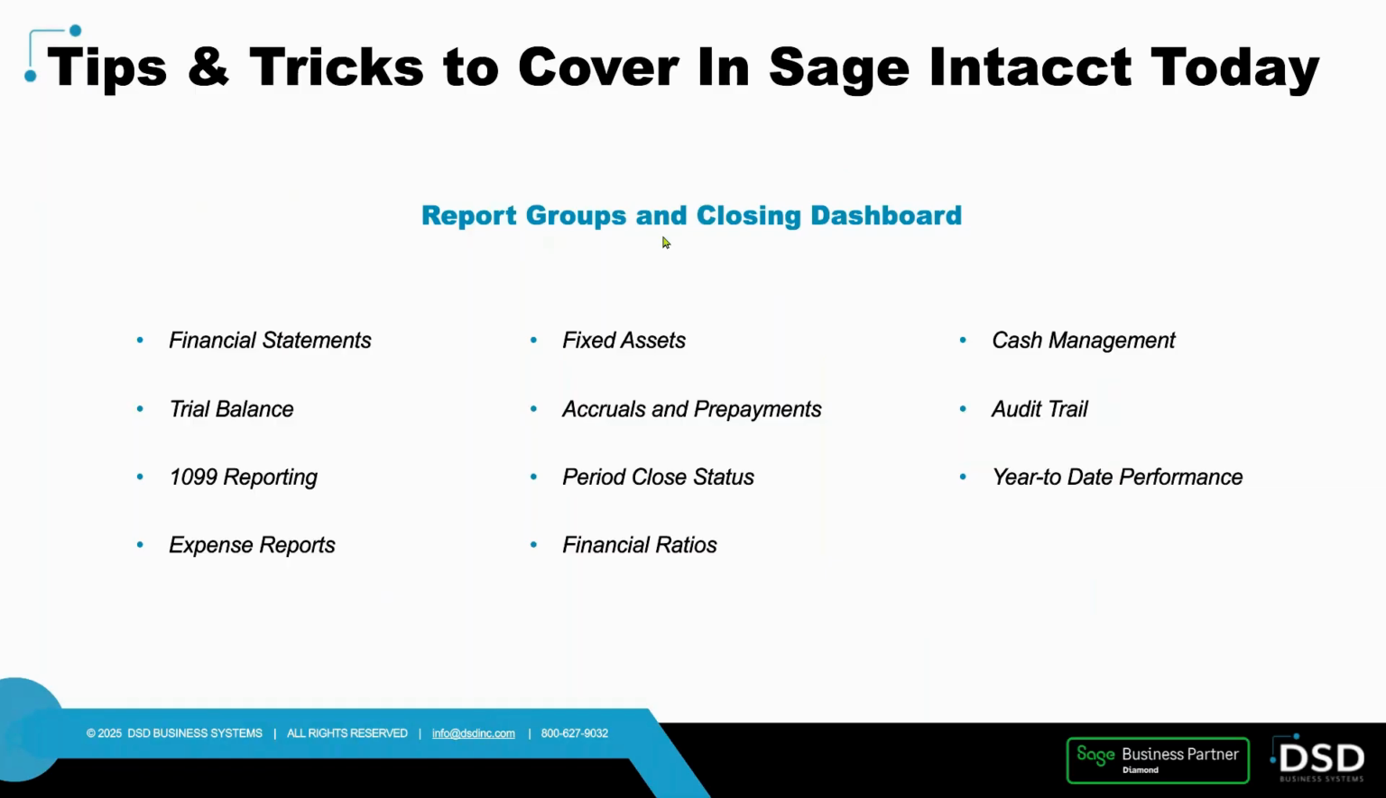And then report groups and closing dashboards. So again, I just showed you a few examples. You can add more to them, which is the financial statements, the TB, expense reports, any type of financial ratios, statuses of those period close, any audit trails, and year-end performances.